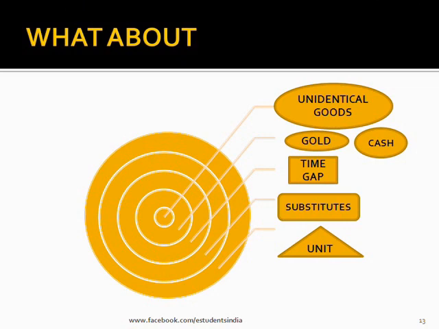We have learned the law of diminishing marginal utility. The additional benefit which a person derives from a given increase of his stock of a thing diminishes with every increase in the stock that he already has. But what about unidentical goods? What about gold and cash? What about if there is a time gap? And if there are substitutes, and what is a unit we can select?